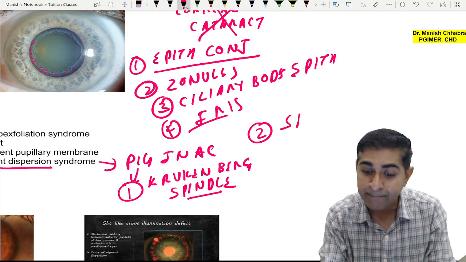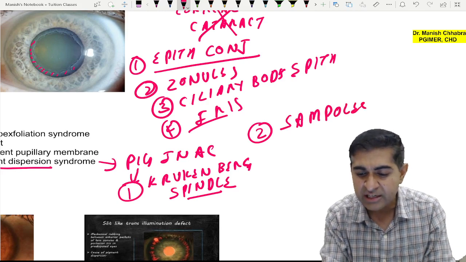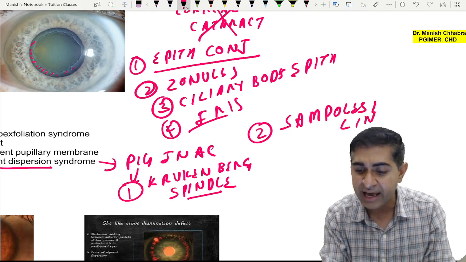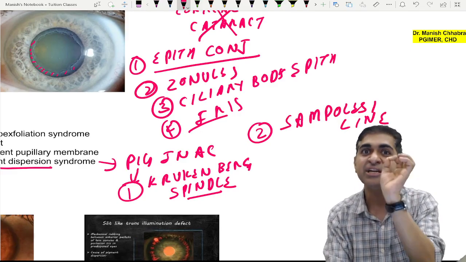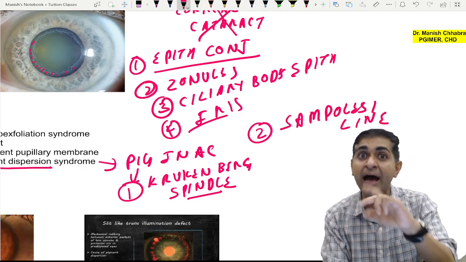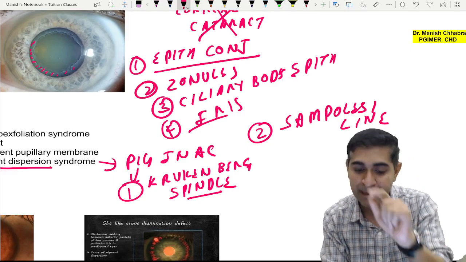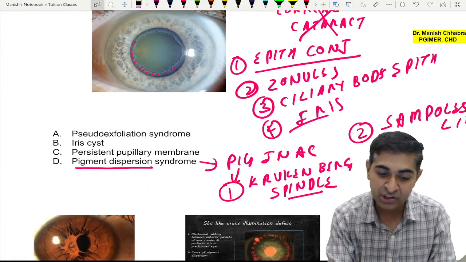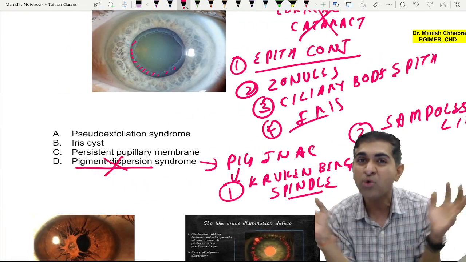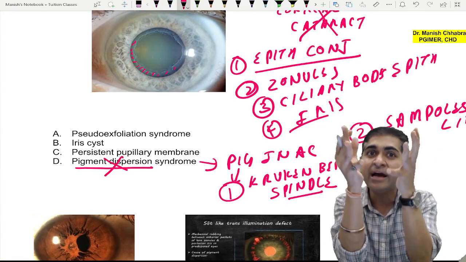Second PYQ is Sampolesi line. What is Sampolesi line, boys and girls? Sampolesi line is again pigment dispersion in the trabecular meshwork leading to a highly pigmented trabecular meshwork. उसको हम Sampolesi line बोलेंगे. तो pigment dispersion syndrome is eliminated. You don't see any pigment in the anterior chamber.